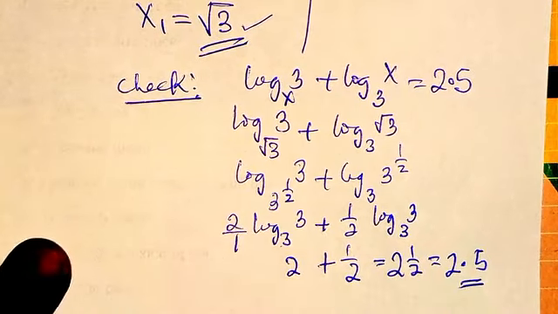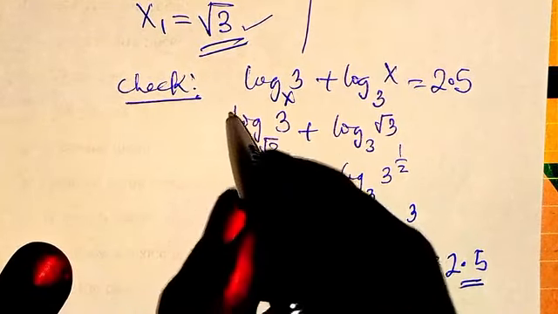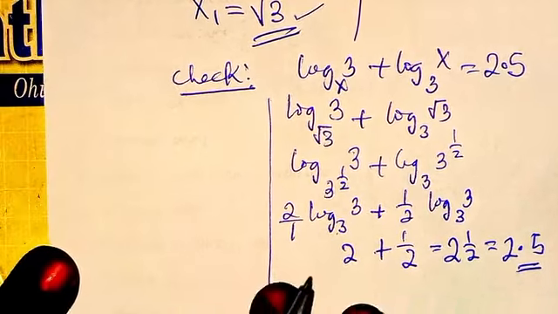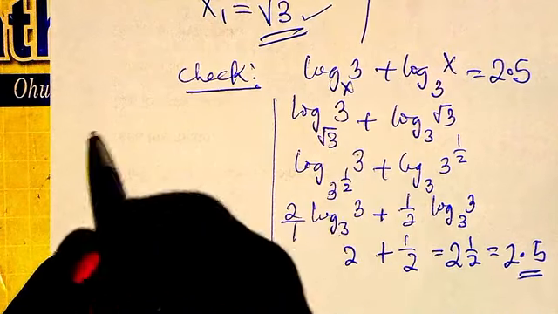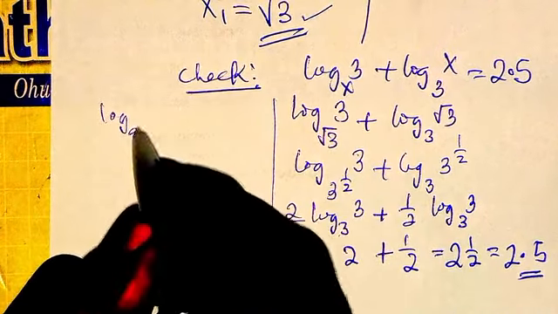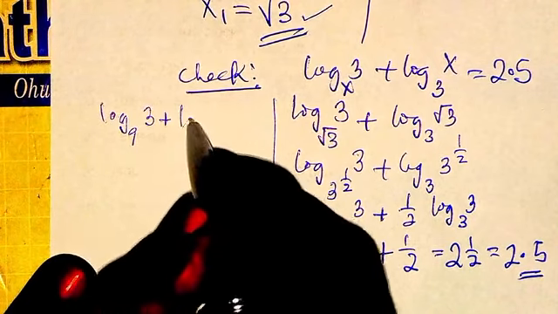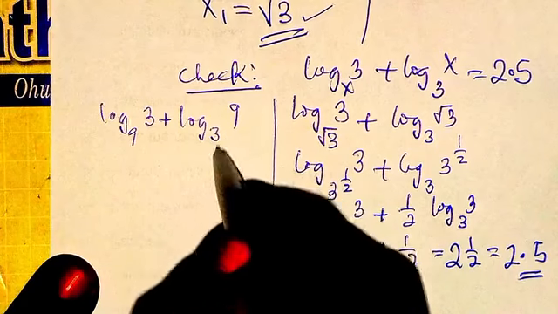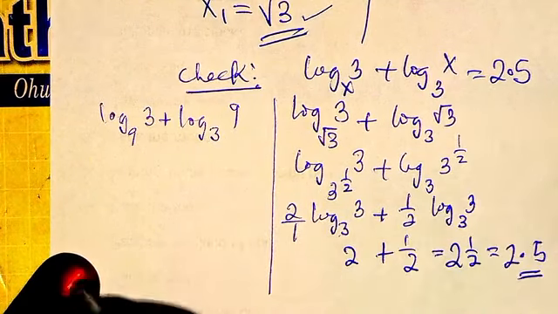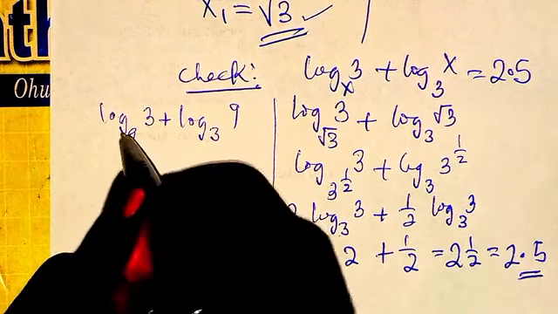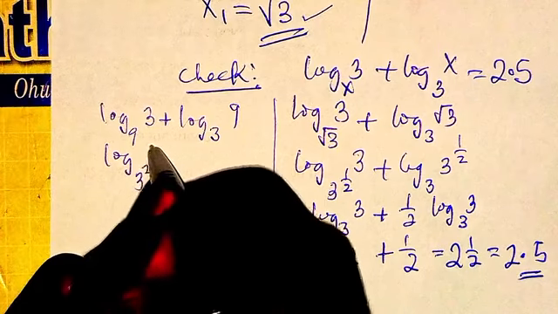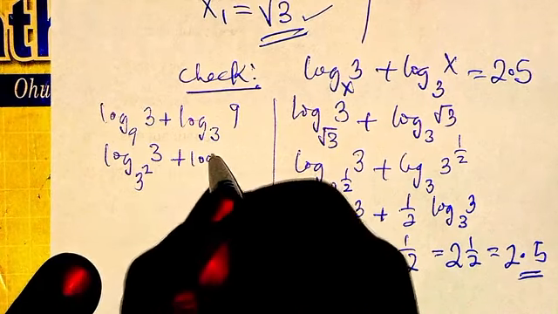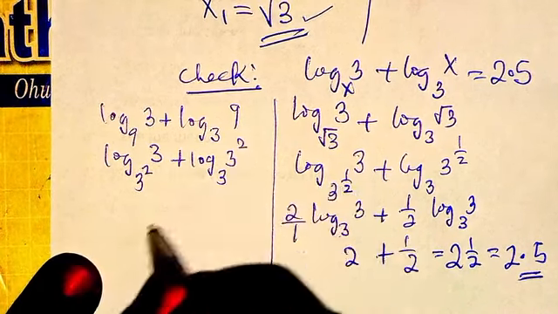Therefore for root 3, that is very correct. So now for 9, let's see how you can do for 9. If you want to check whether 9 is okay, so now from here, we have log base 9 of 3 plus log base 3 of 9. We want to know whether this one also will give us 2.5. So now what are we going to do? This is going to be log base 3 squared of 3, plus log base 3 of 3 squared here.